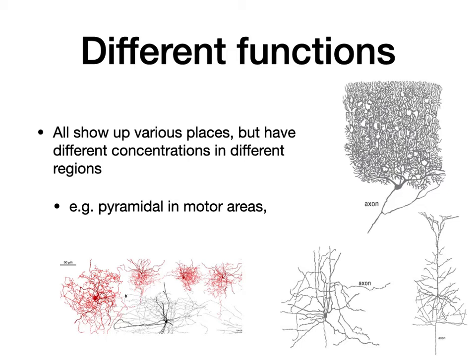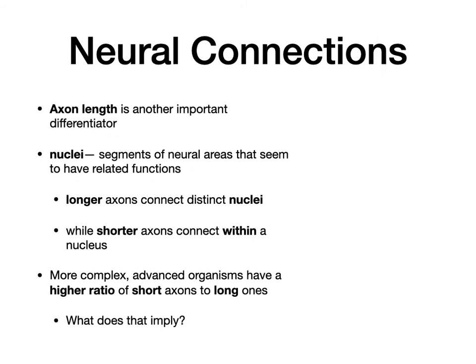So next, let's talk about how these different neurons can connect into more complex structures. Axon length is going to be key to how we think about the role an individual cell will play.